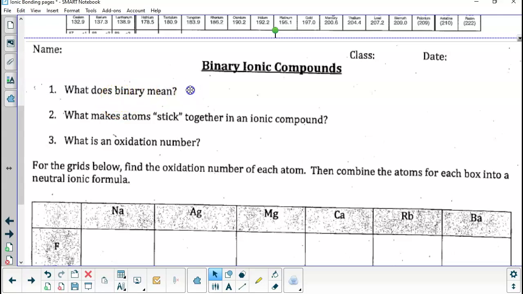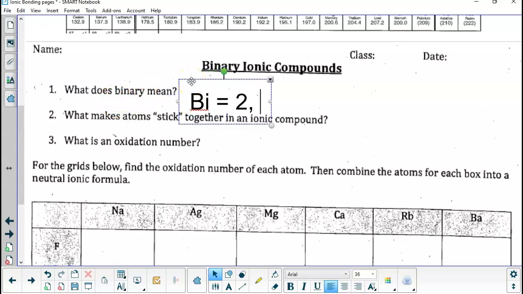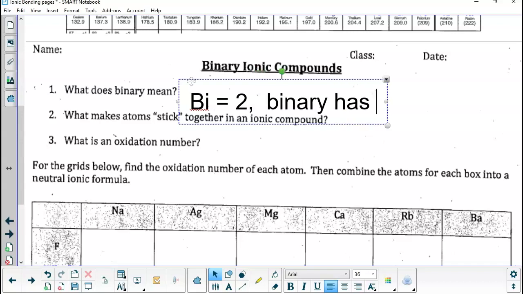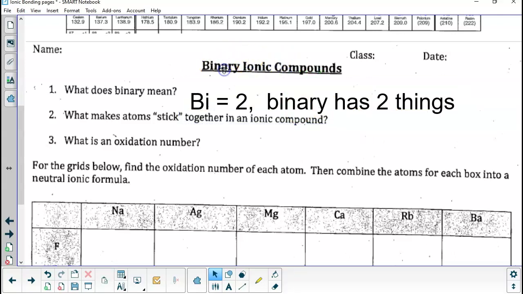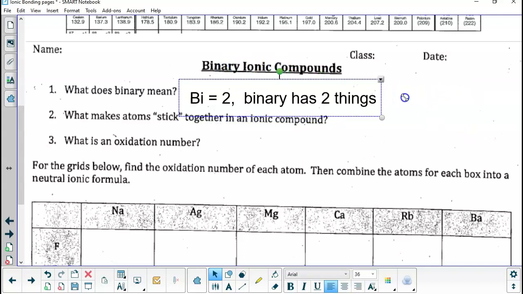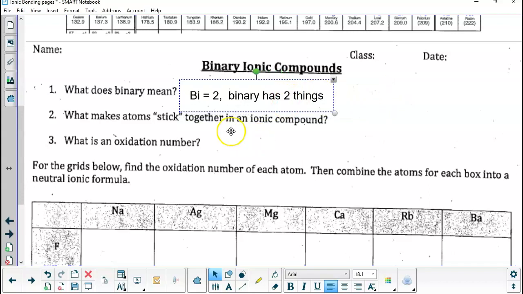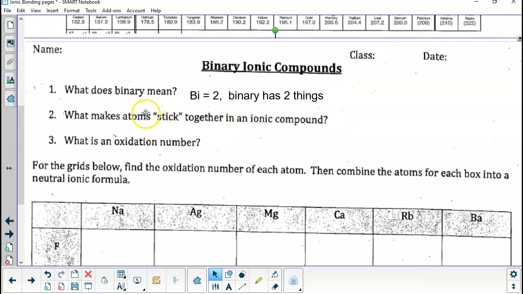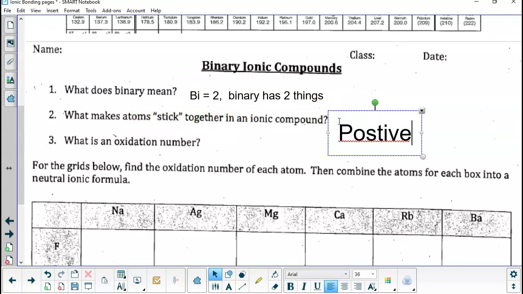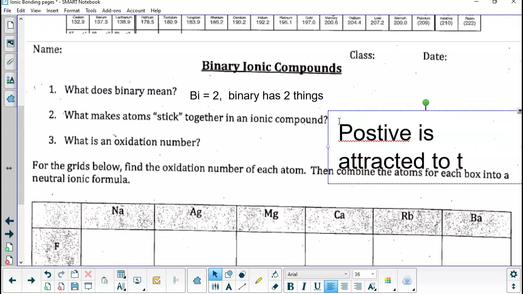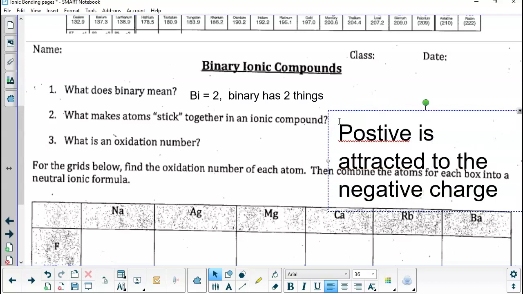Bi means two, the BI. So binary means two. Binary is going to be something that has two things. So a binary ionic compound is an ionic compound that has two kinds of atoms. When we make them, we always have one that's a metal and one that's a non-metal, which means one is positive and one is negative, and that's why they stick together. The positive is attracted to the negative charge.